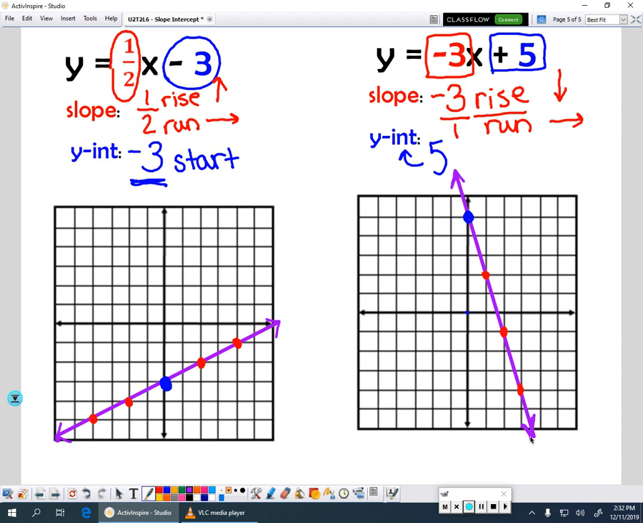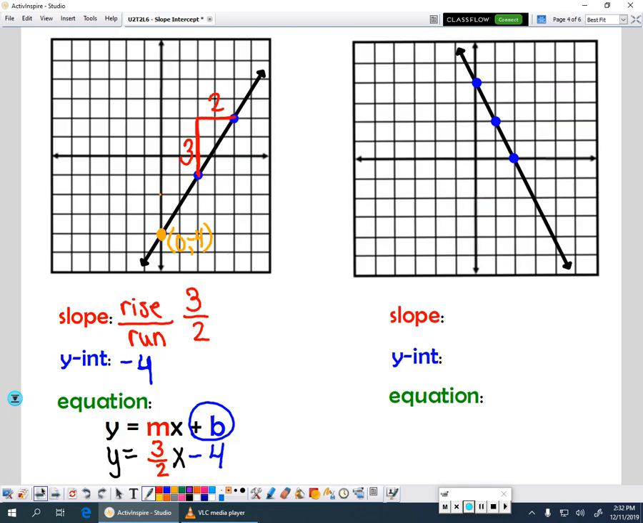Let's do one more problem back at the top here. Whoops, this one we skipped. We want to write the equation for this line. So we're going to start off looking for our slope. Rise and run. So we've got a rise of 2, a run of 1. Now remember, this line has a negative slope, right? So it's going to be -2 over 1, which really will simplify to just -2.